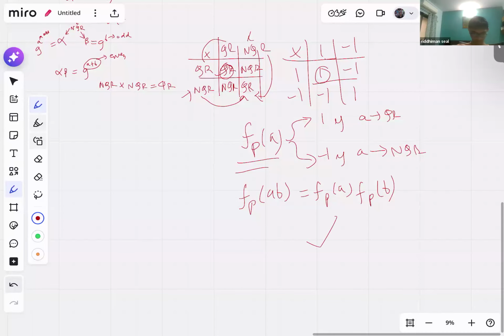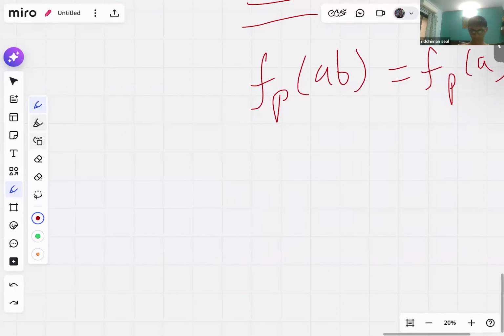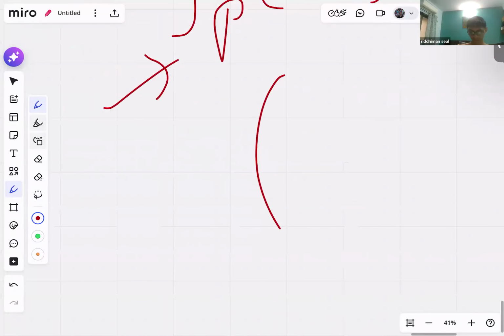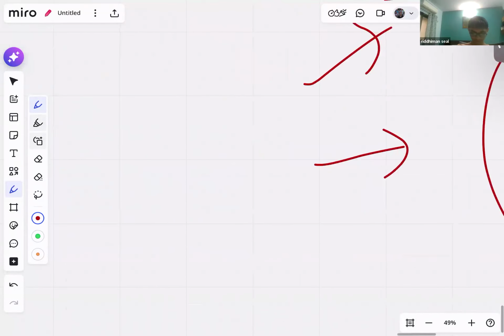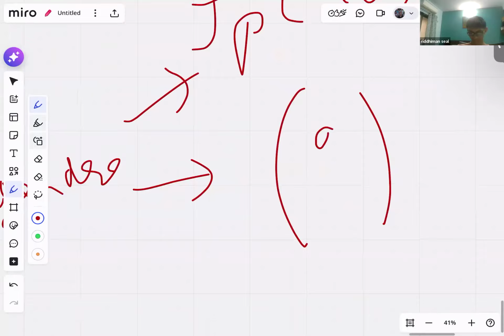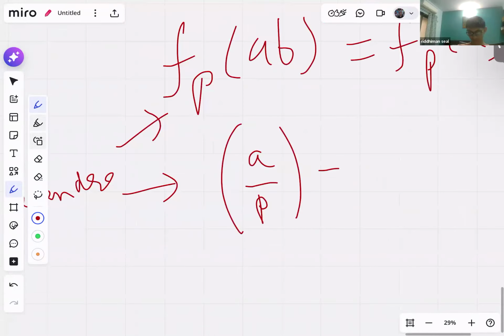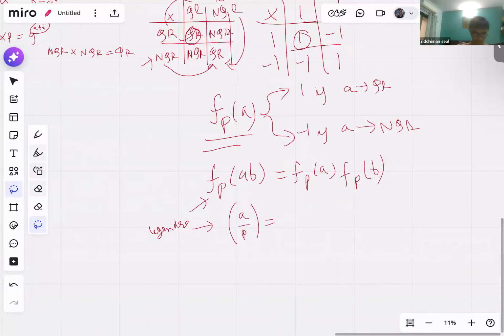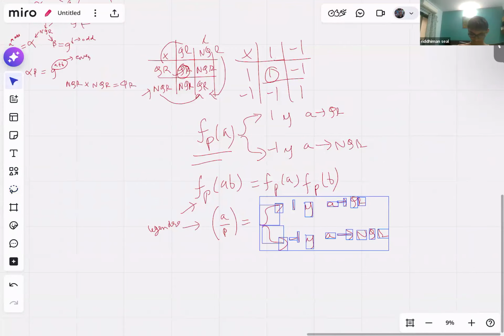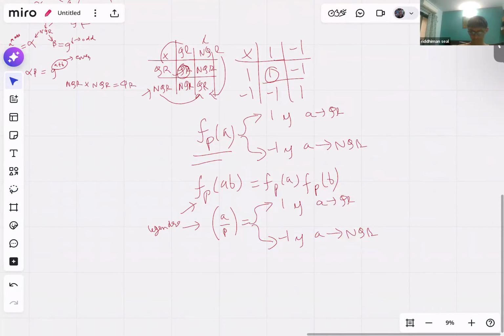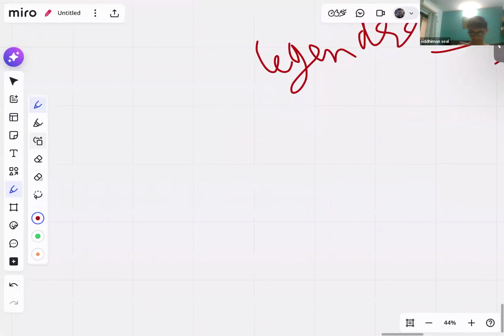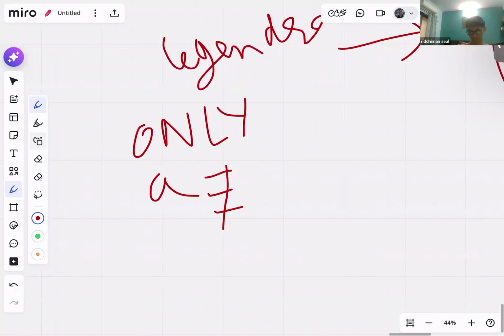So let's bring some standard notation. We don't write f_p, this is called the Legendre symbol of A with respect to P. This is the same definition. So it is 1 if A is a QR and -1 if not. From this, just be careful because this is defined only for A not congruent to 0 mod P.